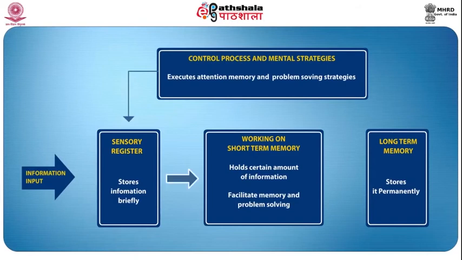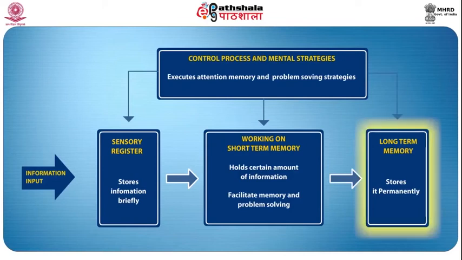Then comes the working or short-term memory. This is referred to as the conscious part of the human mind. A certain amount of information can be stored and processed actively in this part of the mental system. For example, certain memory strategies such as association, organization, or repetition of items or the image will be adopted by us to remember that particular lot of images or items.